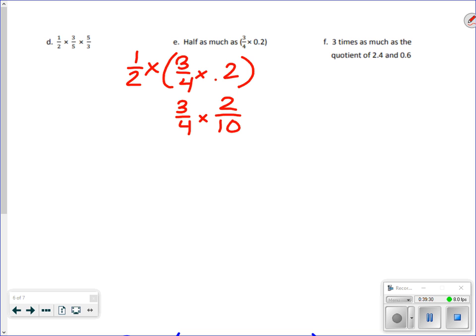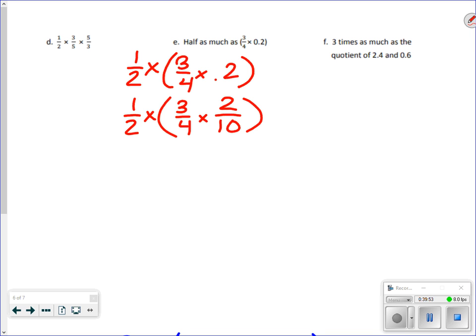3/4 times 2/10. Half as much. When it's written like that, it's multiplication. Half as much. 1/3 as much. Any of that, half as, 1/3 as, that's multiplying. You're taking a fraction of it.